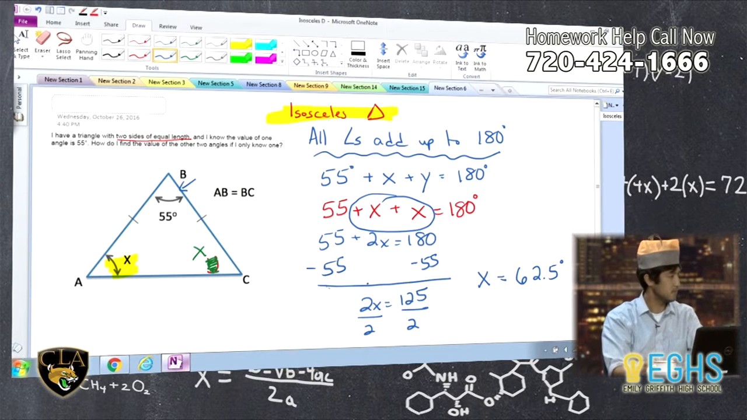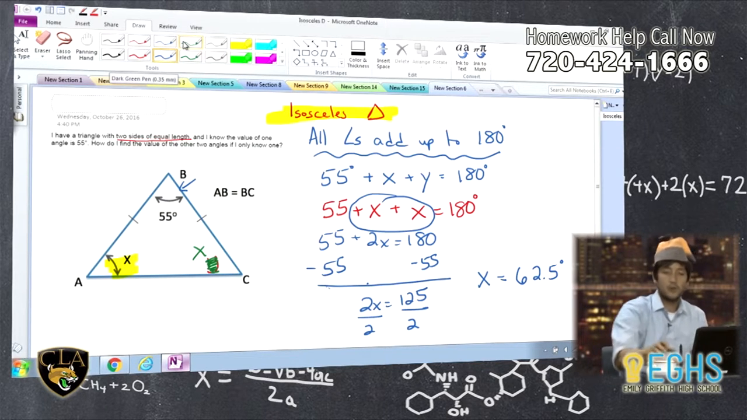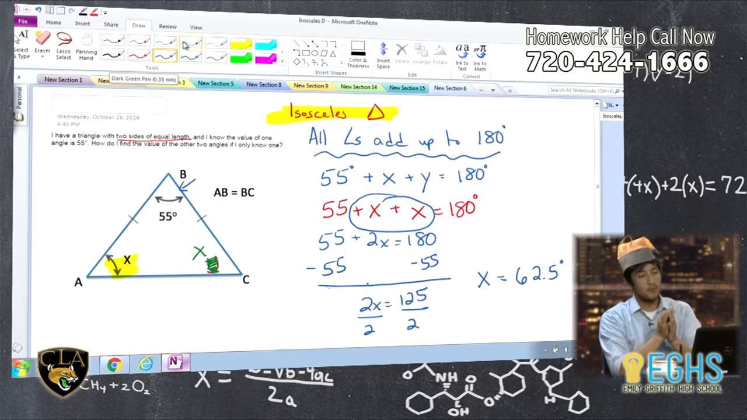62.5 degrees. So because I know the properties of the isosceles triangle, I know that two side lengths are going to be the same, and the corresponding angles that create those sides are going to be the same. I can assign the exact same variable and come up with an equation that has only that one variable.